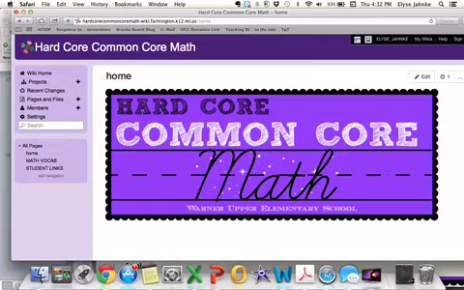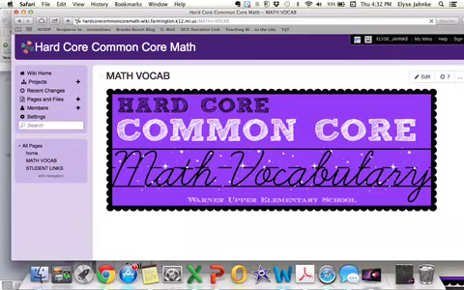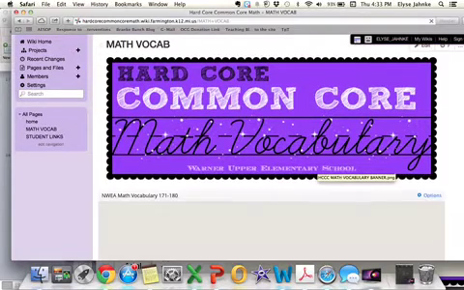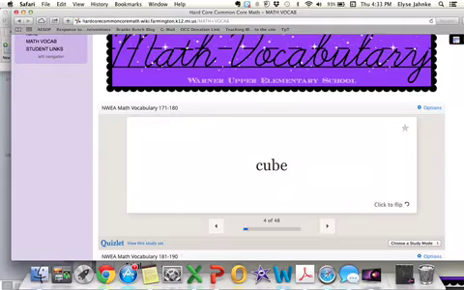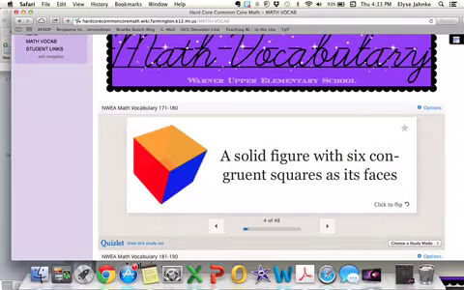Here is our new Hardcore Common Core Math Wiki. Here's the homepage, and then the kids can go to the Math Vocab page. For each wristband, they can practice the vocabulary, and if you click on the word, cube, it'll read it to you, and then you can click to flip, and it tells you the definition: a solid figure with 6 congruent squares as its faces. And many of them have an image to go along with it.